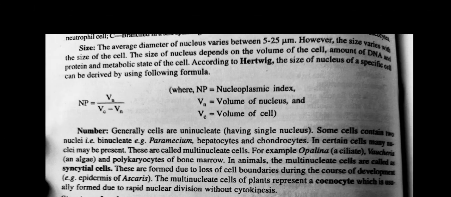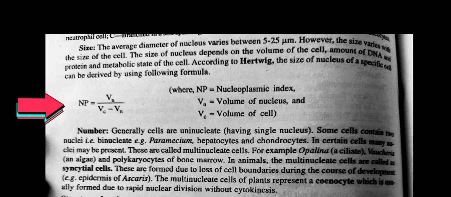Now the size of the nucleus. The average diameter of the nucleus varies between 5 to 25 micrometers. However, the size varies with the size of the cell. The size of the nucleus depends upon the volume of the cell, amount of DNA and protein, and metabolic state of the cell. According to Harvey, the size of the nucleus of a specific cell can be derived by using the following formula.